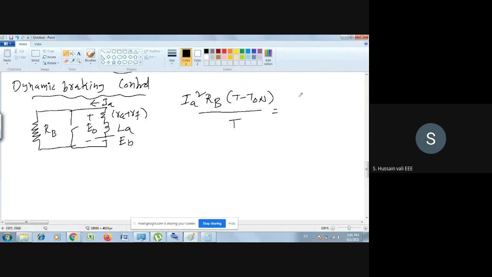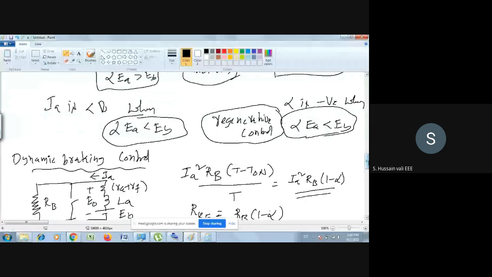Here also same thing. Then from this, IS square into RB into 1 minus RB. So this is the average power dissipation. Then how can you write the effective resistance RB? RB can be written as RB into 1 minus R. There is no change. So these three topics which we discussed, last this is separate electric motor.